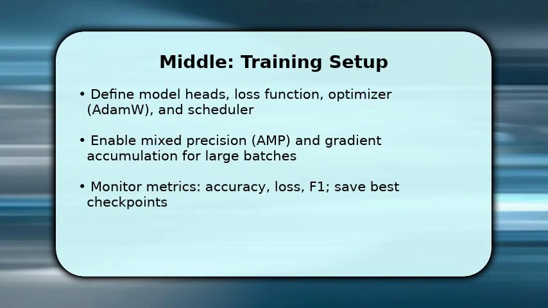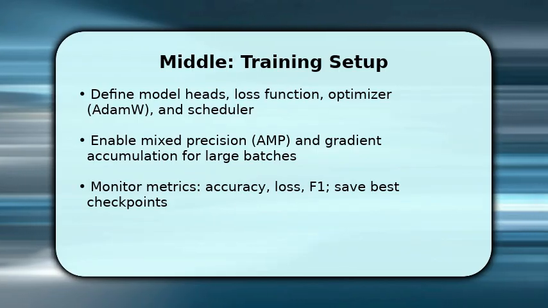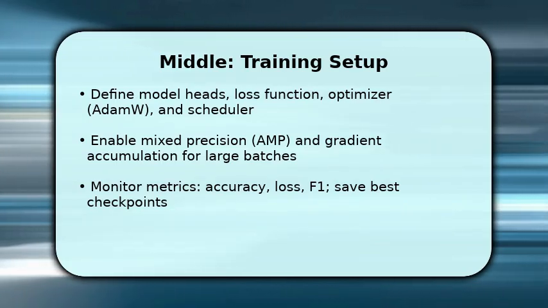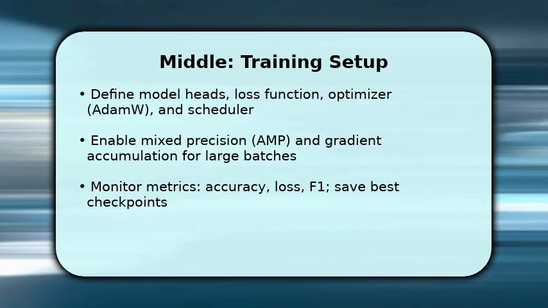Now you build the model and training loop, attach a classification head, and choose cross-entropy or BCE loss depending on labels. Initialize AdamW with weight decay and a learning rate warm-up scheduler to stabilize early steps. Use mixed precision for speed and lower memory, and apply gradient accumulation when batch size is constrained.